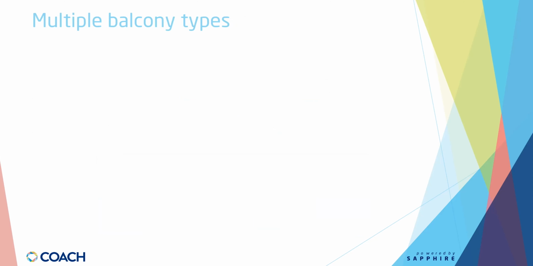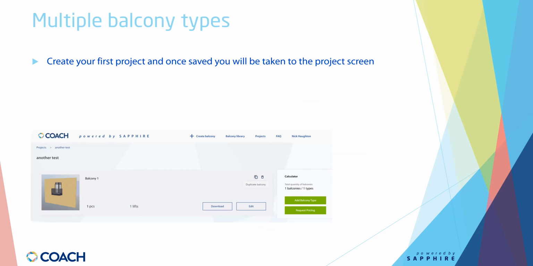So what about multiple balcony types? How do I add more than one type of balcony to my scheme? It's quite common for a big scheme to have this kind of requirement. Well, firstly, create your first balcony for the scheme, your first balcony type, if you like. Let's assume you've got 3 balcony types. Once you've done that, you can go to the Save.